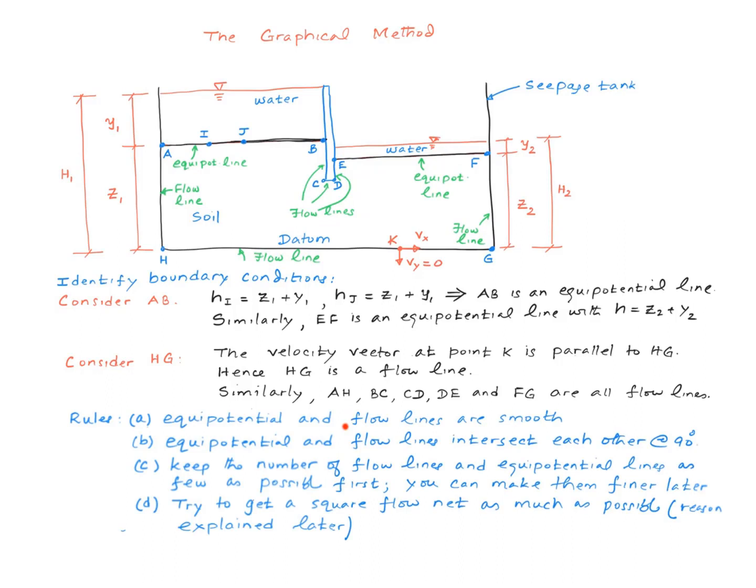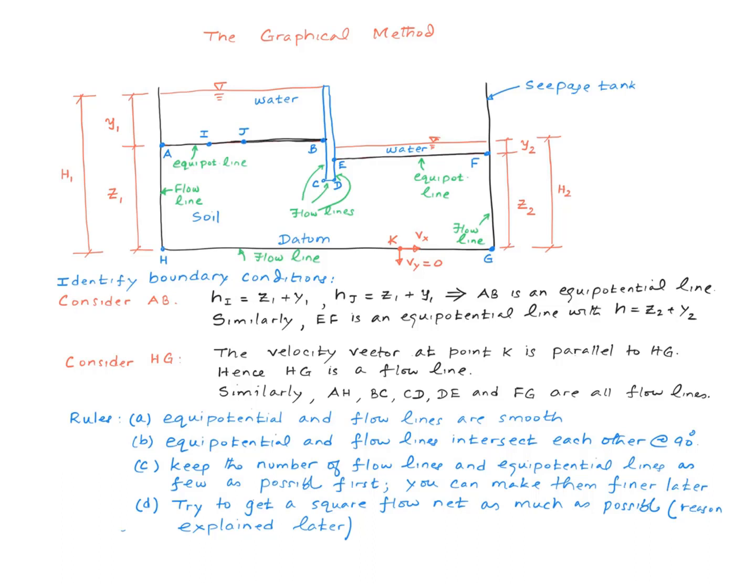Now we are ready to sketch the flow net, but there are some rules to follow. There are several, but these basic rules would be sufficient for us to deal with this problem right here. Number 1, these lines, equipotential and flow lines, are smooth. Number 2, they intersect at 90 degrees to each other. Number 3, you want to keep the number of flow lines and equipotential lines as few as possible in the beginning. You can come back and make the flow net finer later.